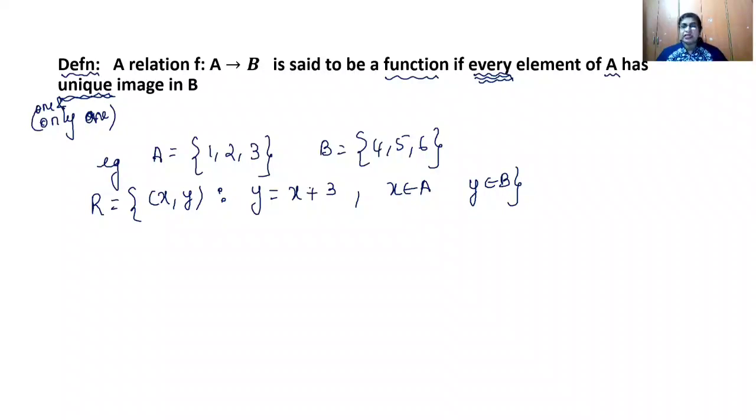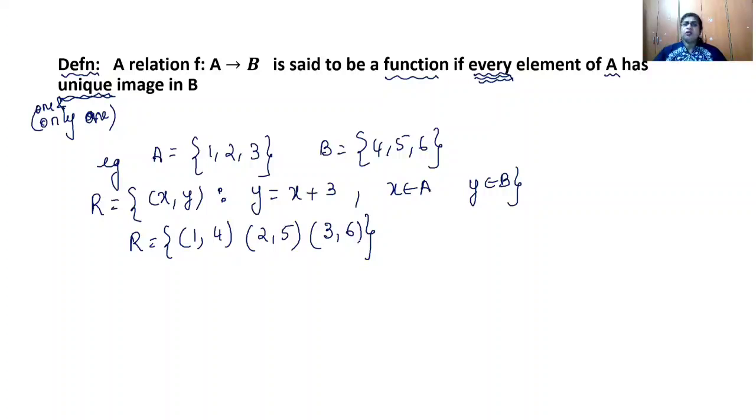So what is my answer here? x belongs to the set A, so x is equal to 1. When you take x equal to 1, what do you get? y is equal to 1 plus 3, which is equal to 4. So when x is 1, you get 4. When you take x equal to 2, 2 plus 3, how much? You get 5. When x is equal to 3, you get 3 plus 3, which is equal to 6. So (3, 6) is the pair.